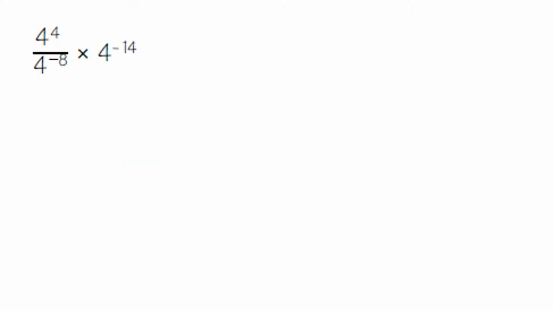Looking at this problem, I see a fraction bar, which tells me to divide, and I see a multiplication symbol, so we are going to multiply. One step at a time. When we are dividing, we have to subtract our exponents, so 4 minus negative 8. 4 minus negative 8 is going to give us a positive 12. Keep the base number 4 the same, 4 to the 12th power, and bring down 4 to the negative 14th power.